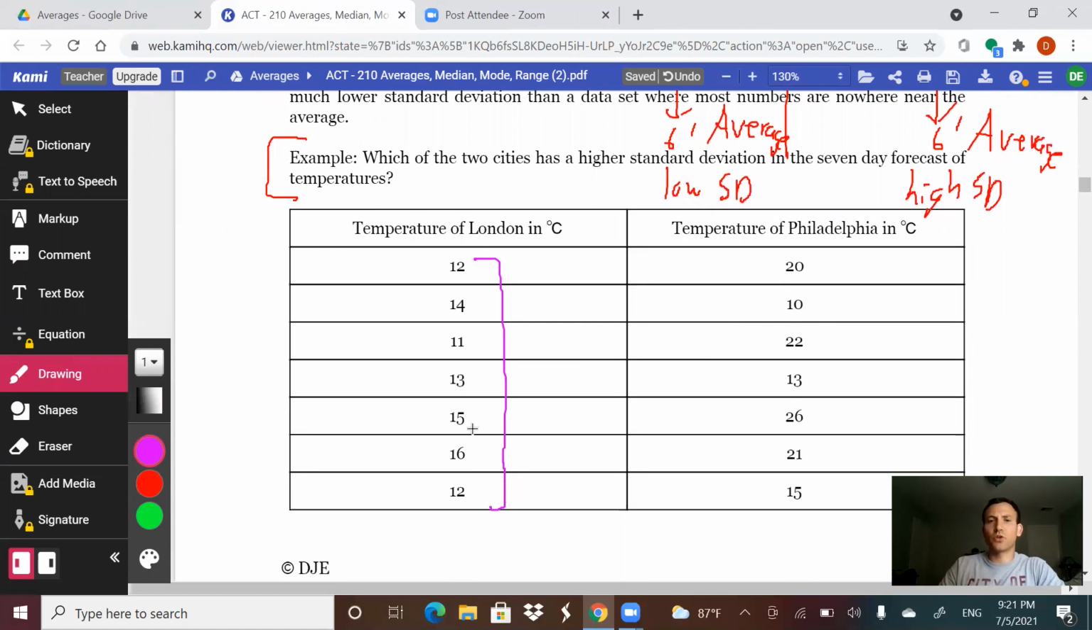everything's clustered between 12 and 16 on this data set. This data set ranges from 10 to 26. And so the numbers on this one are going to be far more spread out from the average than the numbers on this one. So we know which one has a higher standard deviation. That's going to be Philadelphia.